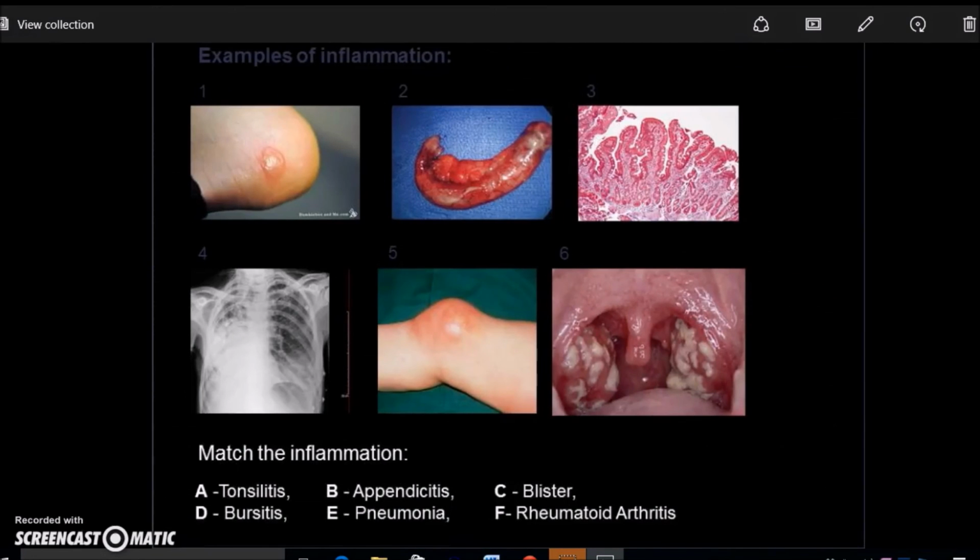Just a little quiz here. I've got 6 pictures and 6 different causes of inflammation, which I thought you might want to have a try at.